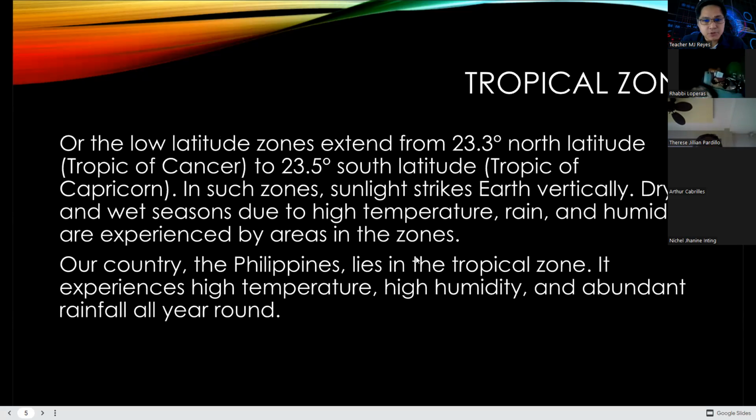In such zones, sunlight strikes Earth vertically. Dry and wet seasons, due to high temperature, rain, and humidity, are experienced by areas in the zone. Our country, the Philippines, lies in the tropical zone. It experiences high temperature, of course. We also have high humidity and abundant rainfall all year round.